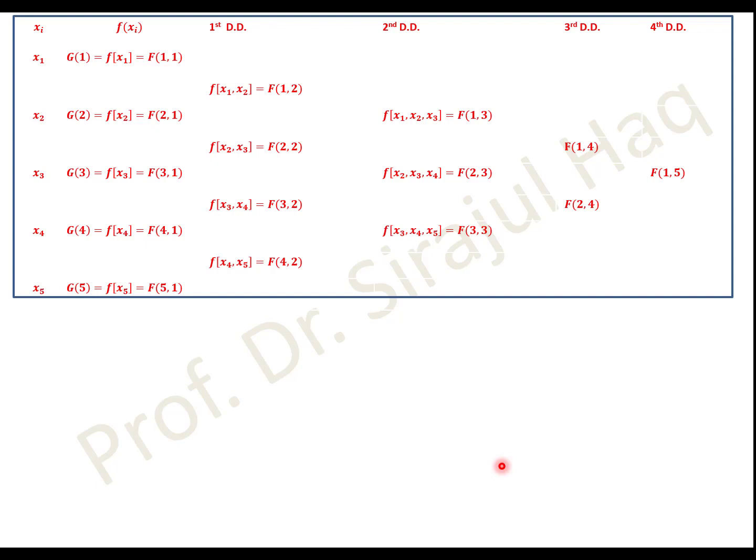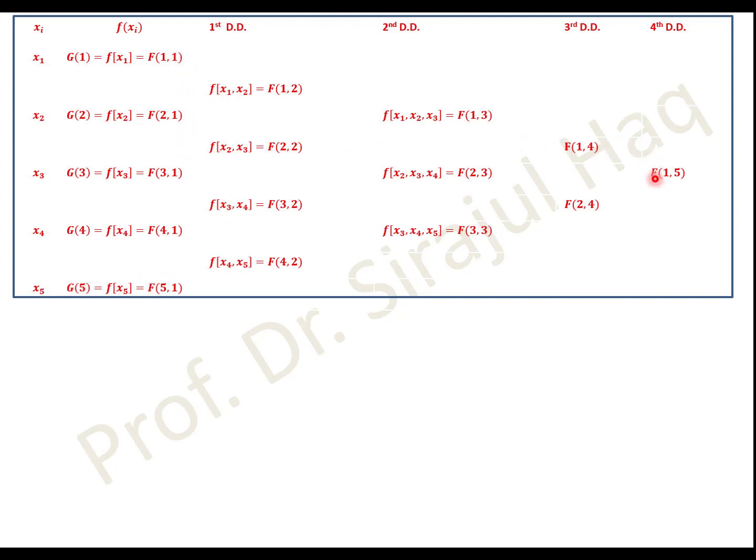Now let's assume the target is the construction of this divided differences table. You know that these are xi's. These are f of xi's. We generated them and replaced f of x1 by g of 1, f of x2 by g of 2, f of x3 by g of 3, f of x4 by g of 4, and f of x5 by g of 5 in the previous loop.